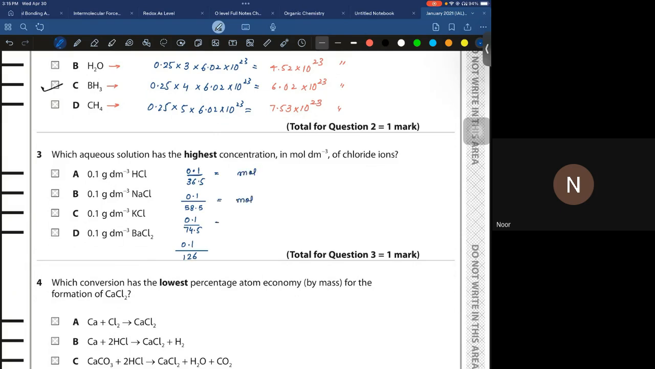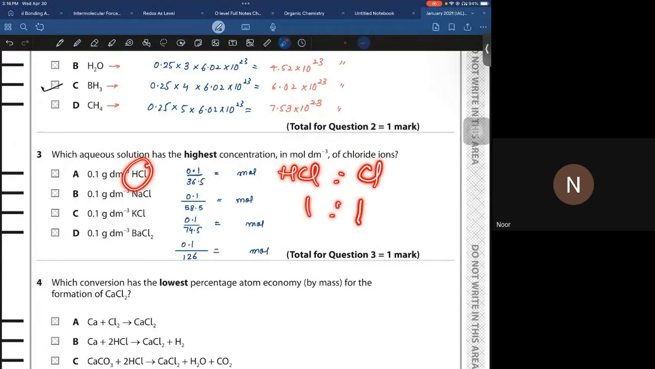This would be giving you the moles of HCl, of NaCl, of KCl, of barium chloride, BaCl2. After getting the moles of that salt, of course the mole ratio between HCl and Cl is 1 to 1, because HCl is going to give you only one Cl. Same goes for sodium chloride, same for potassium chloride, and barium chloride is going to give you two chloride ions.